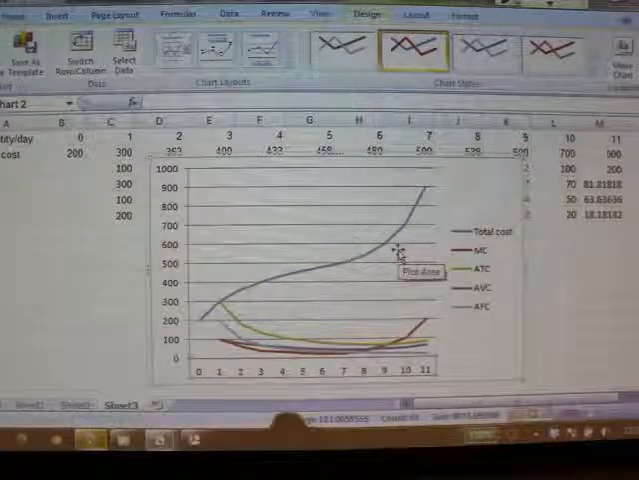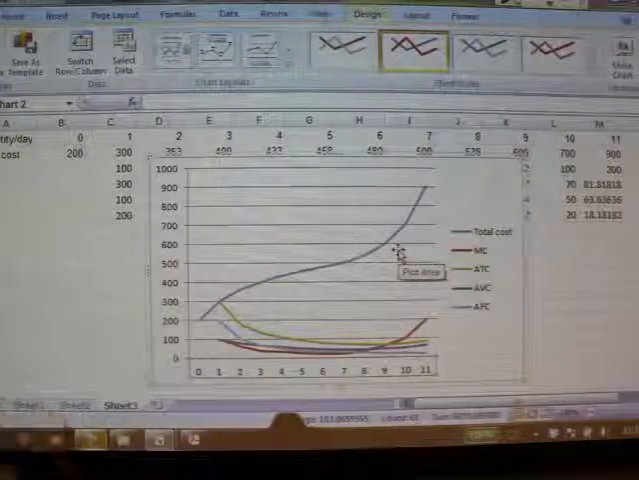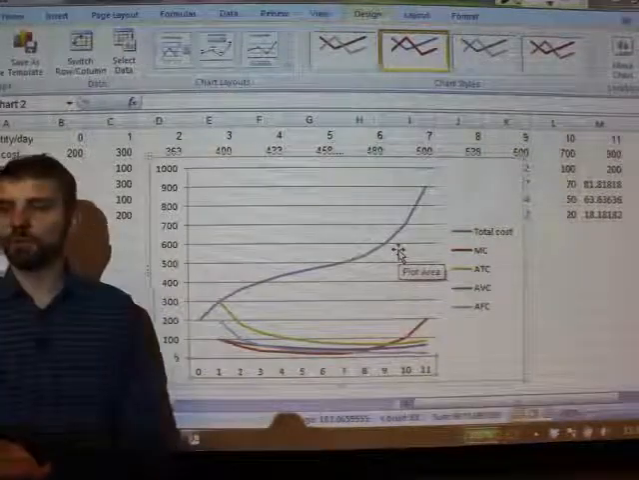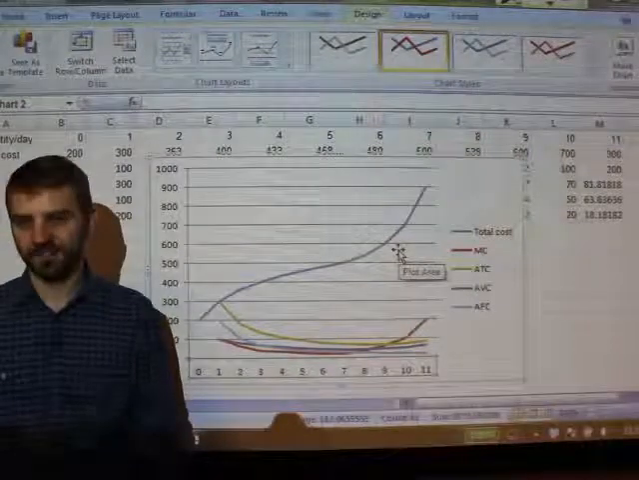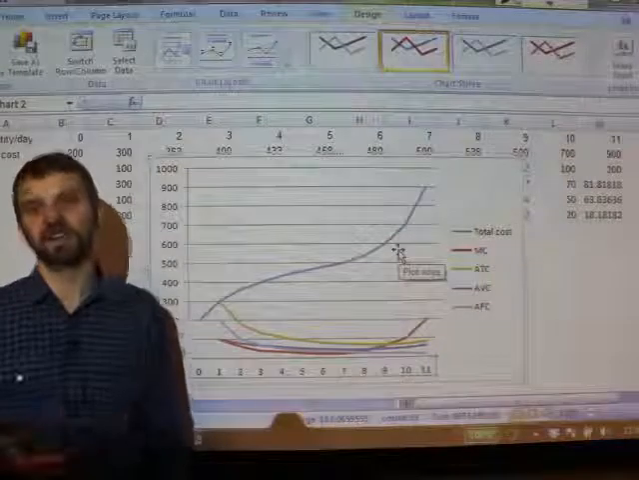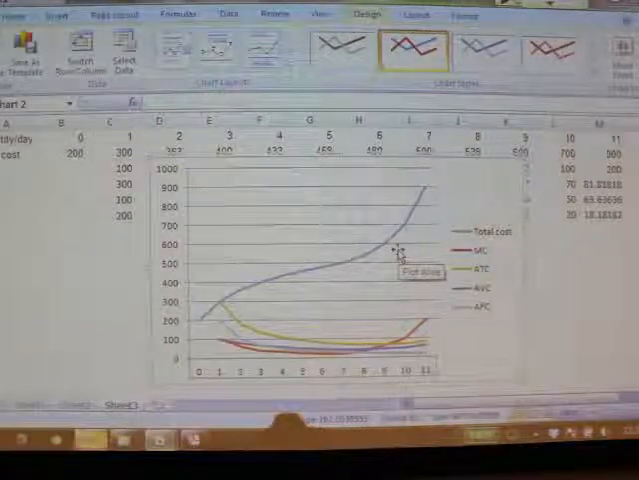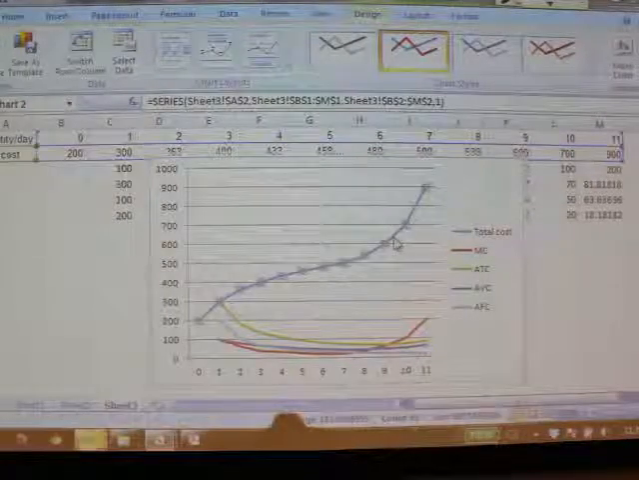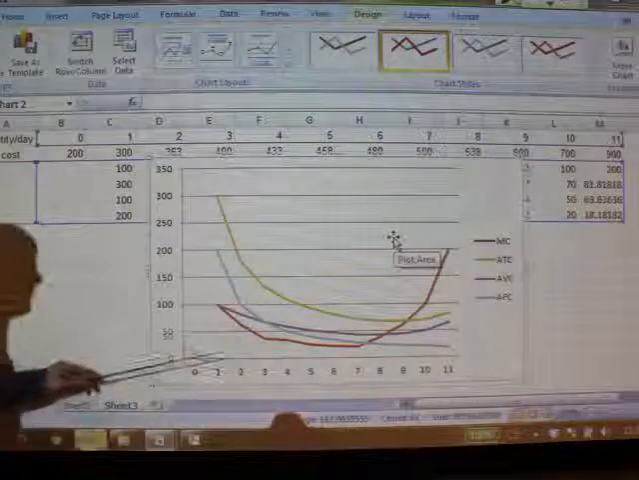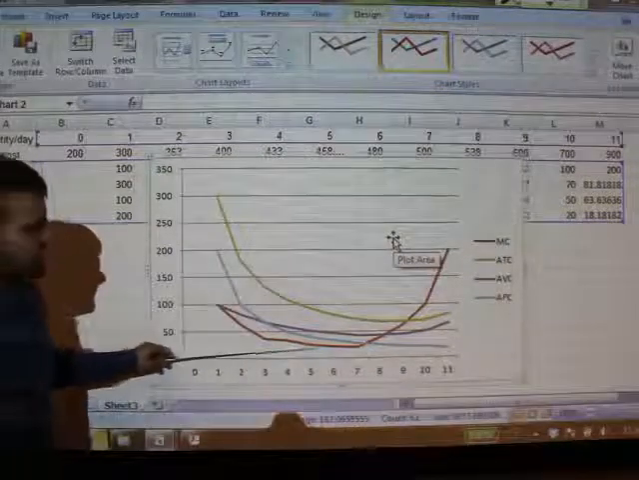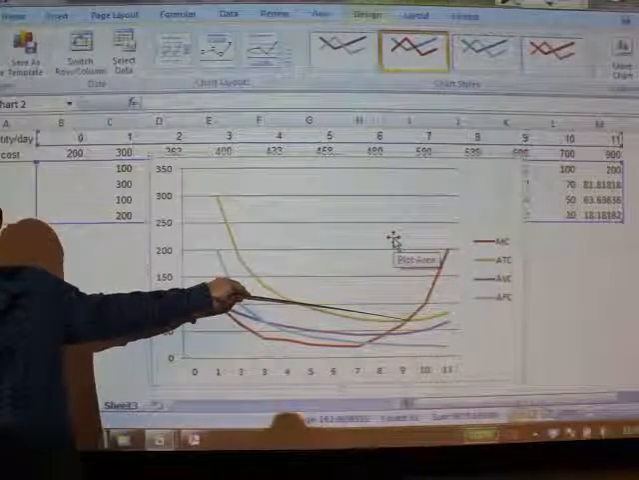Total cost, obviously, is a lot higher than all the averages and marginals, right? That's because the cost per unit, if you're producing 1 million units, the cost per unit might be $1, but total costs are $1 million, right? So there's a big difference between these averages and total costs. If we want to focus on the averages and marginals, we can delete this and then see, this is the marginal cost curve, right? This red curve. It intersects average total cost at its minimum point.